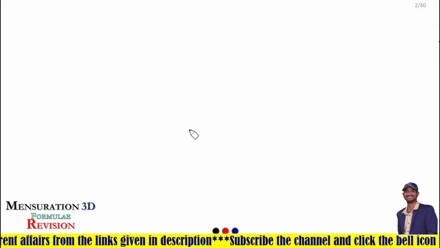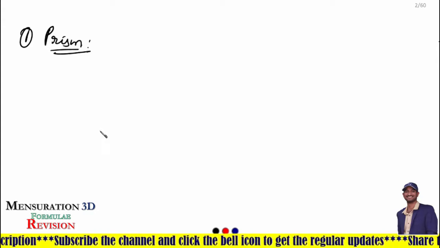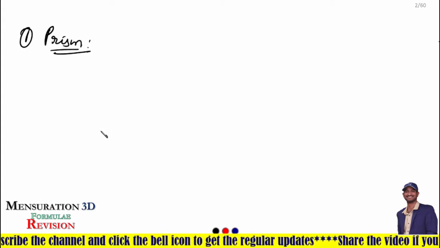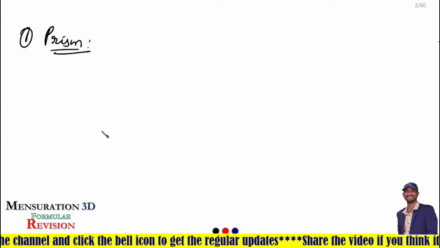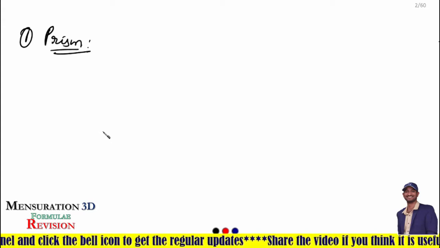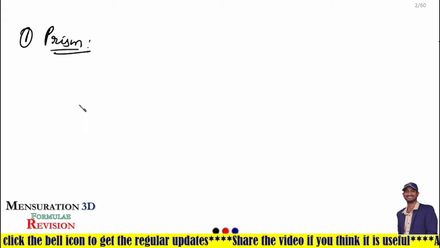So first is prism. We have many types of prisms: triangular prism, rectangular, hexagonal, pentagonal. Based on the base of that prism, we can name that prism. If the base is a hexagon, with base and top both the same, then it is a hexagonal prism.